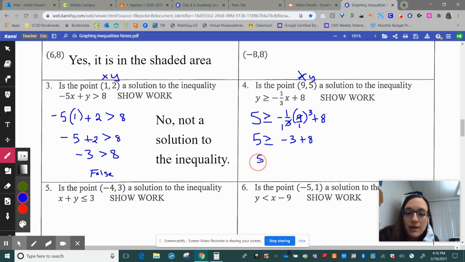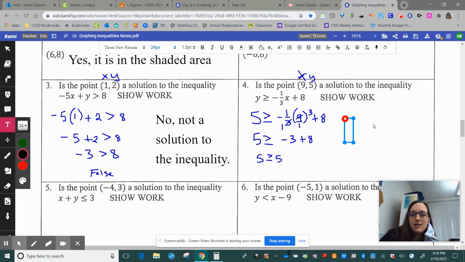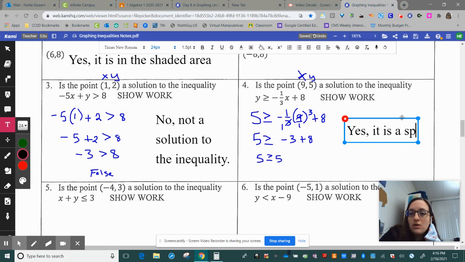Is 5 greater than or equal to 5? Yes, because it's that or equal to underneath, right? Solid line, it's good. Dotted line, no. So yes, because that is true, and I'm going to write the word true in just a moment. Yes, it is a solution.